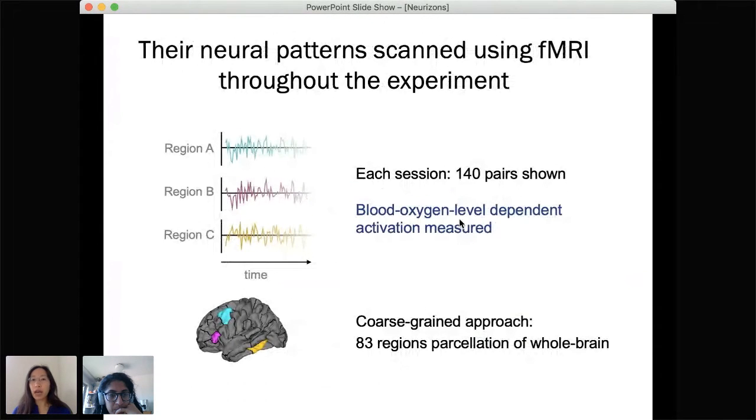At the same time, while they were learning and being tested, where each session had 140 pairs shown, the fMRI data was also being measured across the whole brain, as I said. Because we're interested in looking at the whole brain here, we use the coarse-grained approach of a large whole brain parcellation. In this case, we use a Lausanne parcellation of 83 regions to look at the aggregate time signal response in each of these 83 regions.